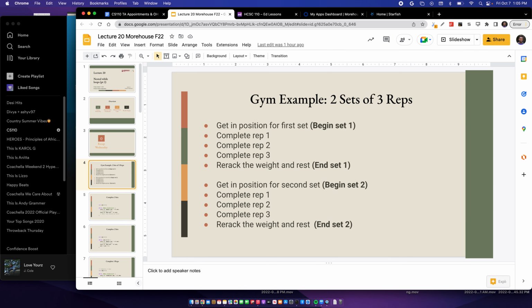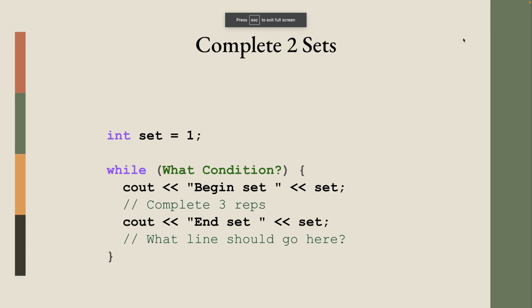All right, for the video, we're just recapping Wednesday's lecture, so the bench press example. So complete two sets. If we're starting the set counting at 1, what do we put in the condition to make sure this only runs 2 times? Yeah, set is less than or equal to 2, because the first time we'll print begin set 1, second time we'll print begin set 2, and then when set is equal to 3, that won't be less than or equal to 2. What's the other thing we need at the end of the loop?